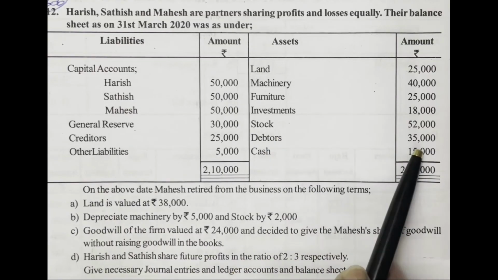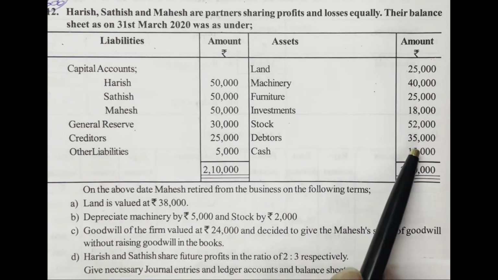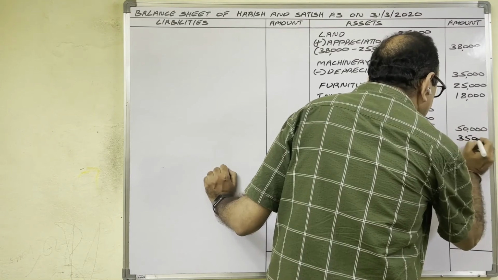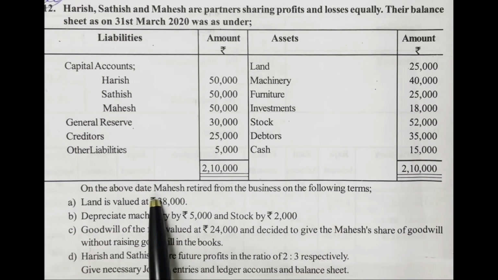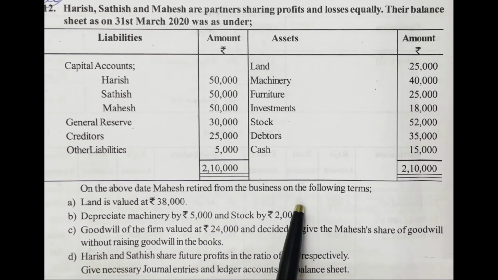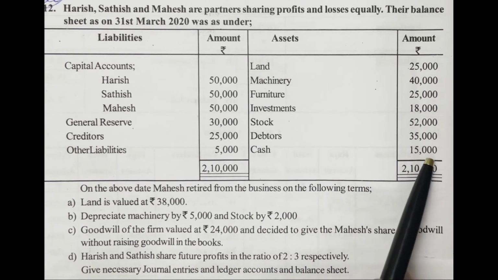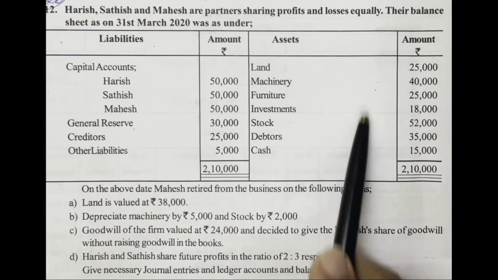Next, debtors 35,000 rupees. No adjustment. So in the new balance sheet also debtor value same. Debtors 35,000 rupees. Cash 15,000 rupees. To the retiring partner, existing partners are not paying any amount. So no cash is going and no cash is coming. So in the new balance sheet also cash 15,000 only we should show. Cash 15,000 rupees. Asset side completed.